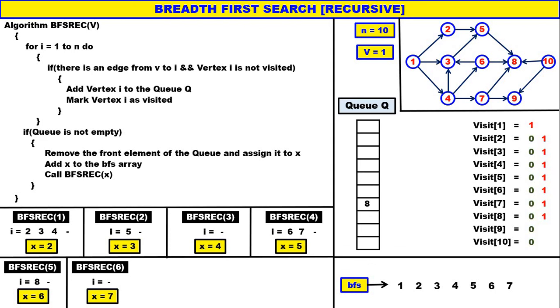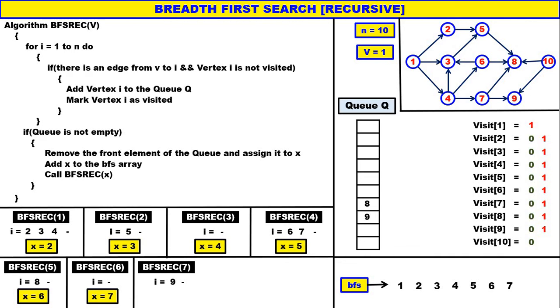Now again call BFS REC of 7. What are the nodes adjacent to 7? 8 and 9. Visit of 8 is already 1, therefore nothing can be done. Visit of 9 is equal to 0, therefore 9 can be added at the end of the queue and visit of 9 becomes 1. That's all for 7. Again check whether the queue is empty.